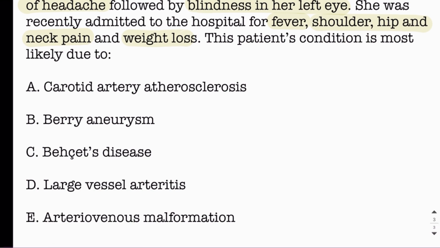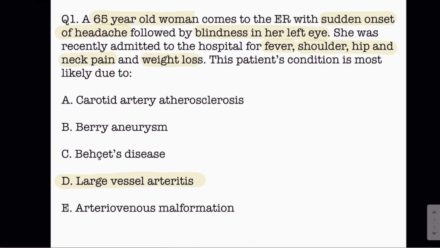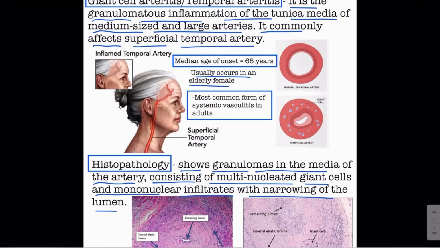The answer is large vessel arteritis, which is actually the giant cell arteritis. Right? So guys, lastly, let me remind you, why do we call this disease giant cell arteritis? Because we see giant cells on histology. It's a granulomatous inflammation. This disease is also known as temporal arteritis and giant cell arteritis.